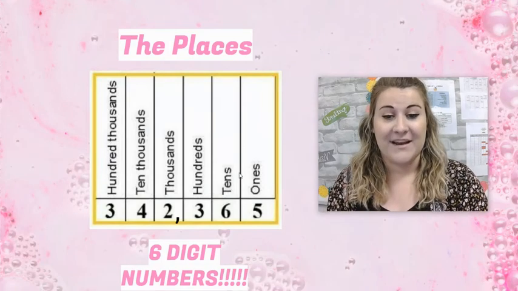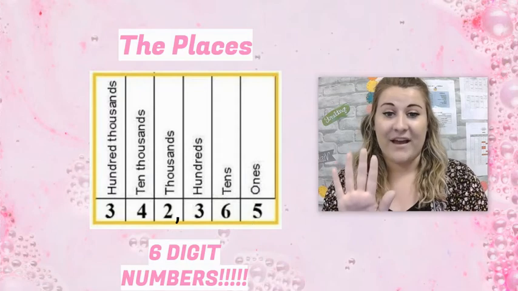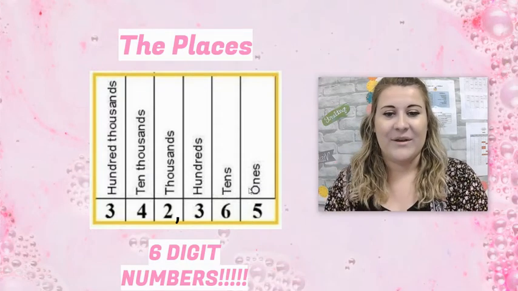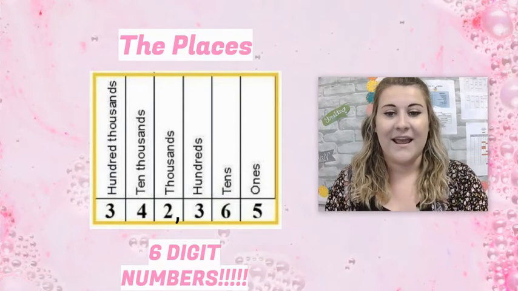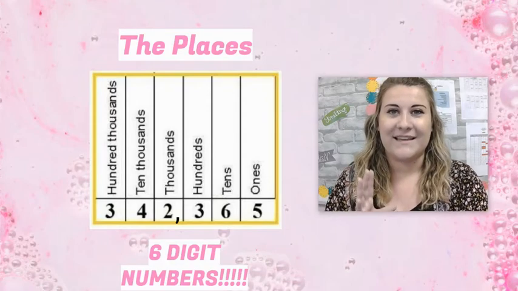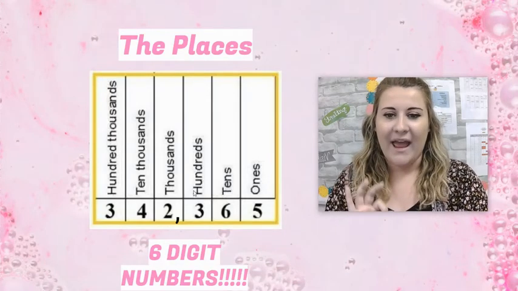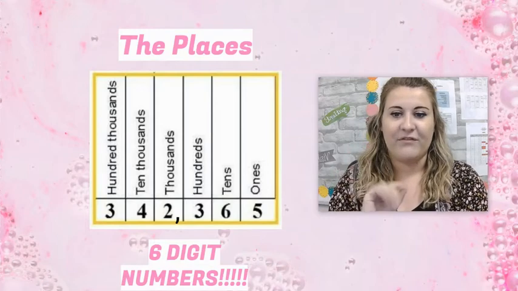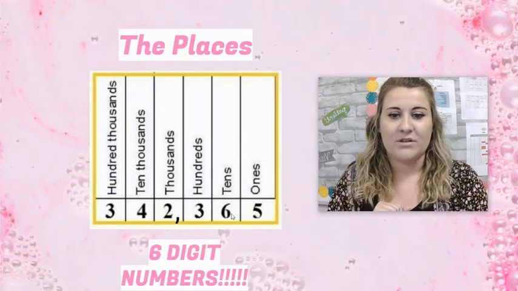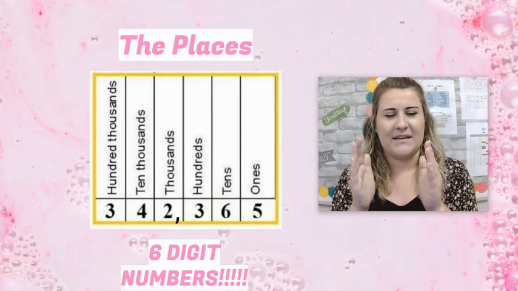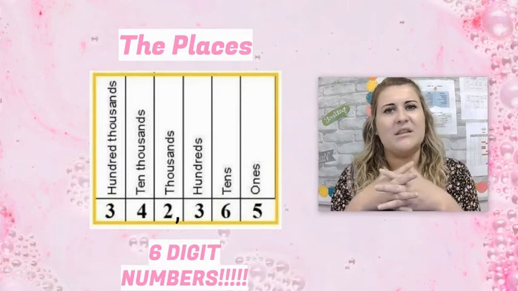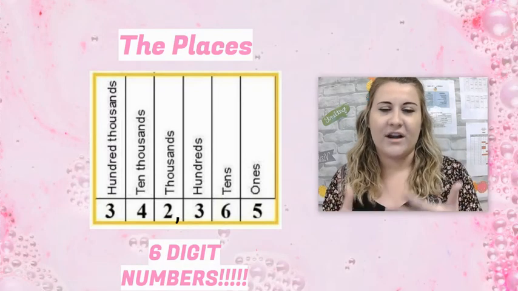Our ones place right here in this number means that we have a 5 there, and it's worth 5 ones. We have a 6 living in the tens place, that's worth 6 tens. We have a 3 living in the hundreds place, that's worth 3 hundreds. Now, this is where things get interesting. When you add a 4th digit here, we have 1, 2, 3 digits, but when you add a 4th digit, we have to add something to separate those numbers, because the bigger the number gets, the harder it is to read.